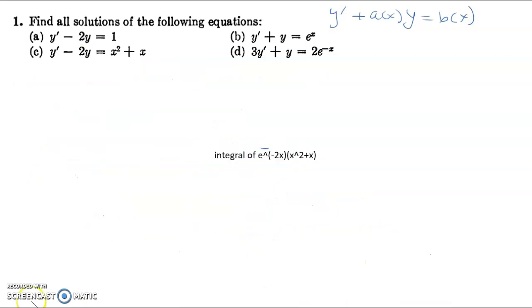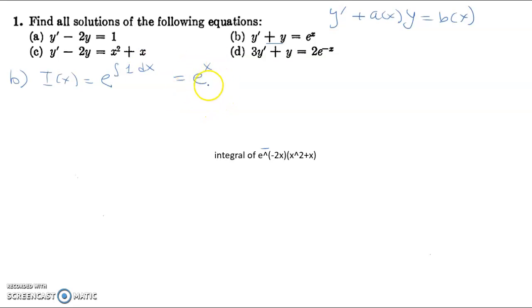All right, so let's go over B now. Okay, so we're still using the general form, and our integrating factor would be e to the power of the integral of +1 dx. So that's going to give us e to the power of x.